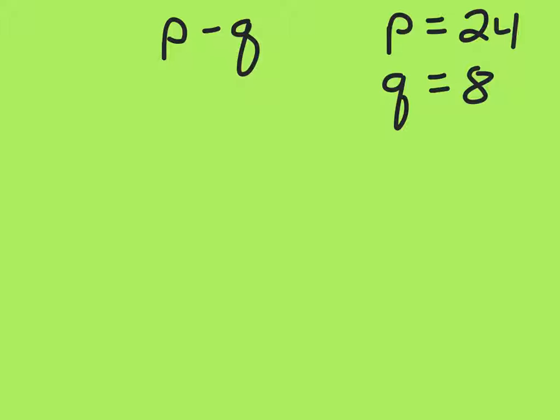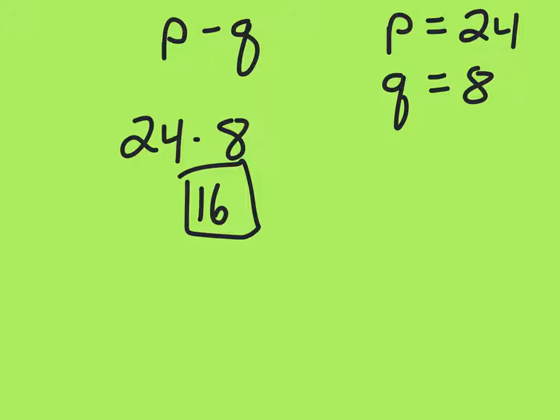Okay. P is 24, so we want to do that. And Q is 8, and so we're going to put 8 there. And 24 minus 8 is 16. So that's our answer.